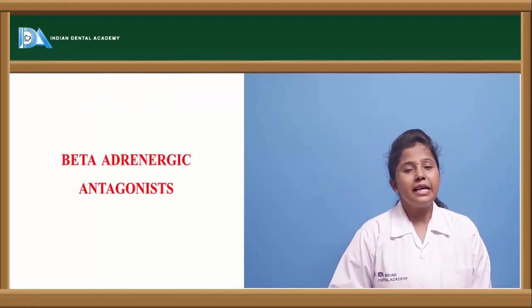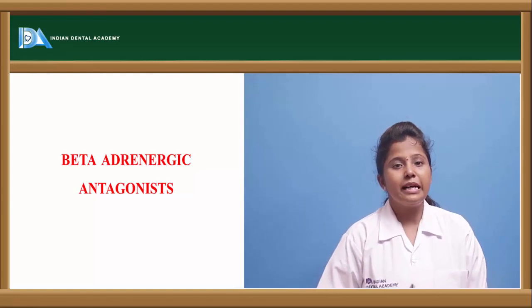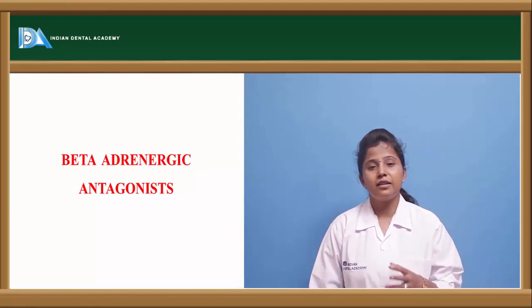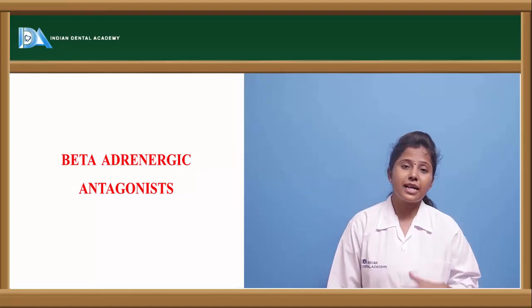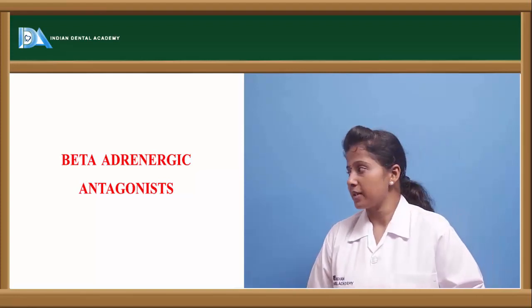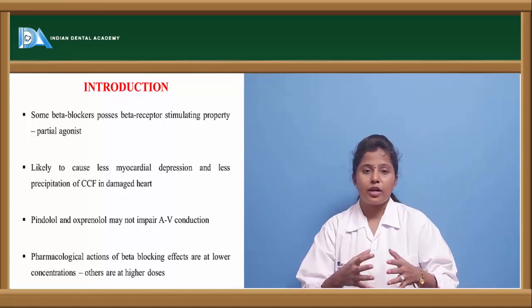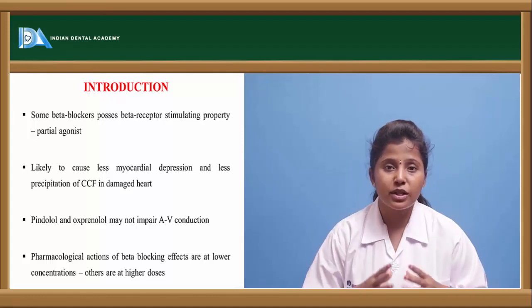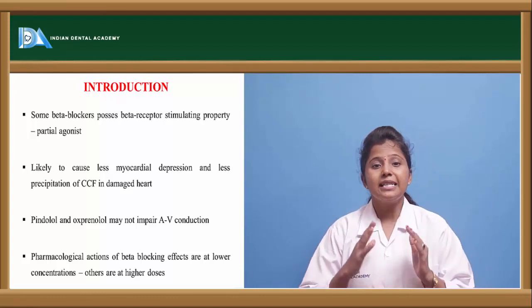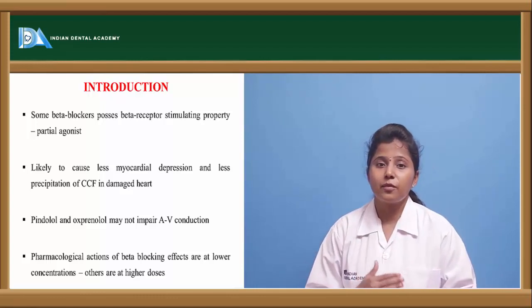Let us see the beta adrenergic receptors. So beta adrenergic antagonists, these are the drugs which block, or else we can say which antagonize the action of beta receptors. So what are these beta receptor blockades? Here we have beta 1, beta 2 as well as beta 3 receptors, and the location of these receptors differ from organ to organ.